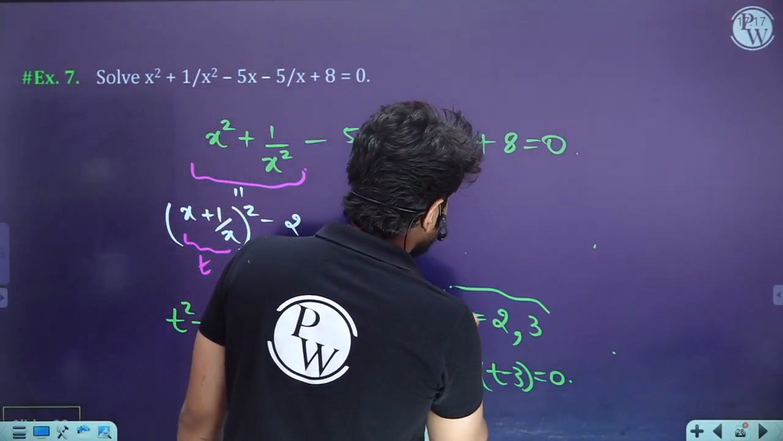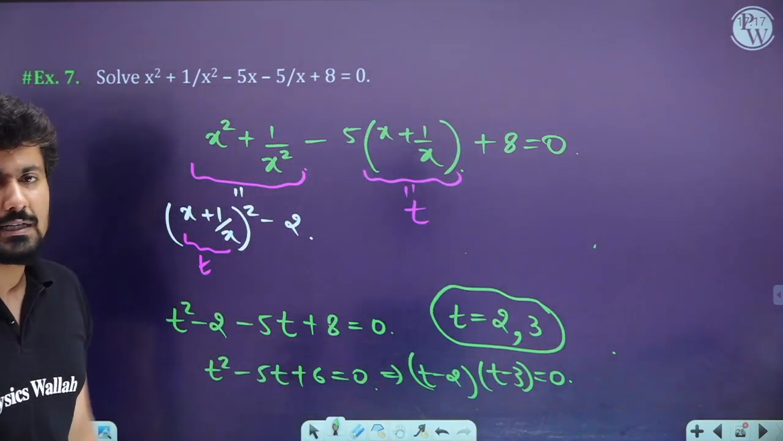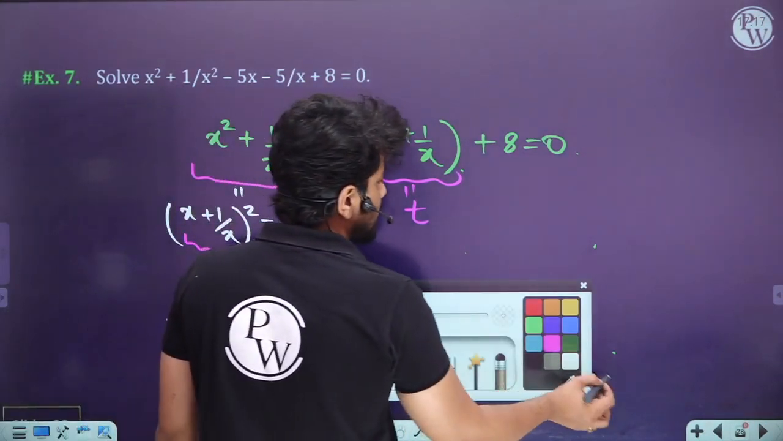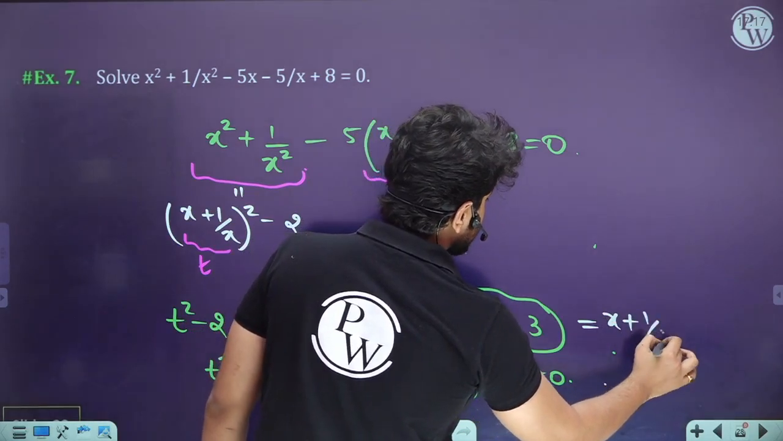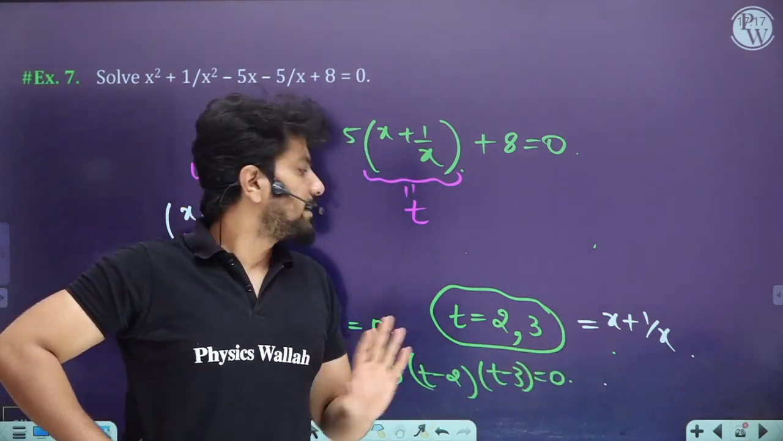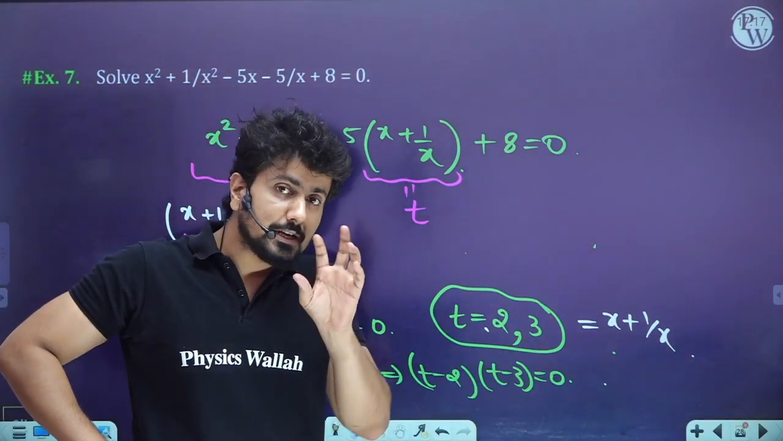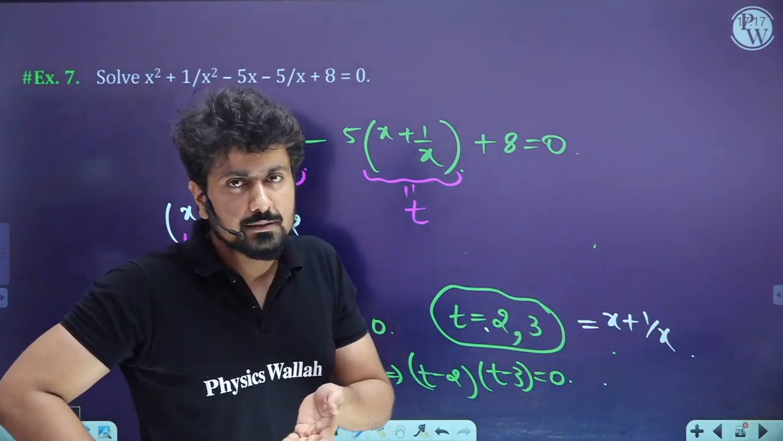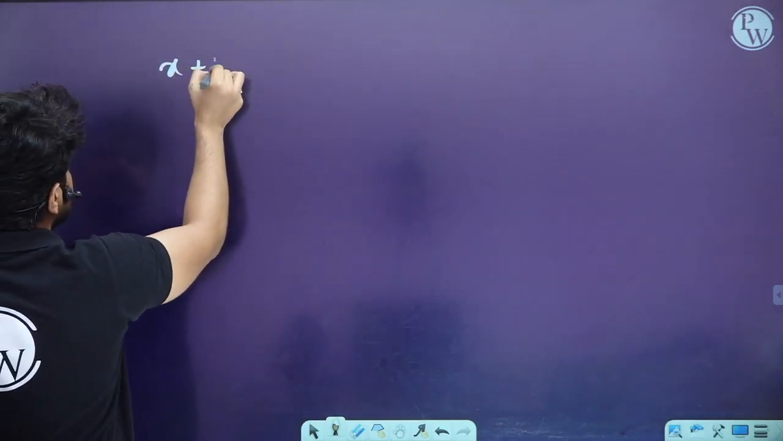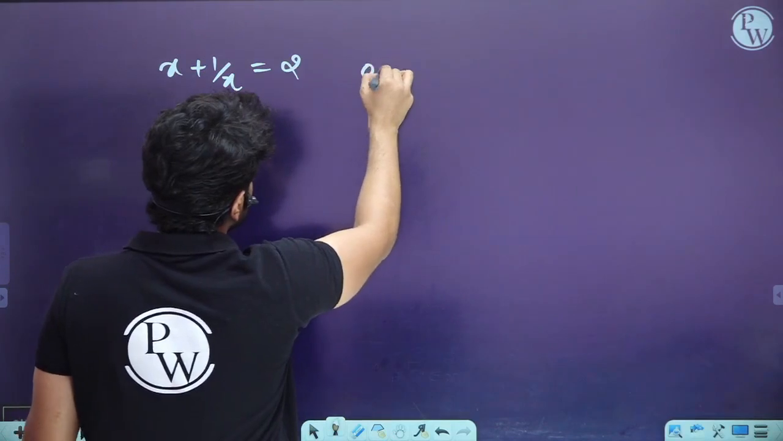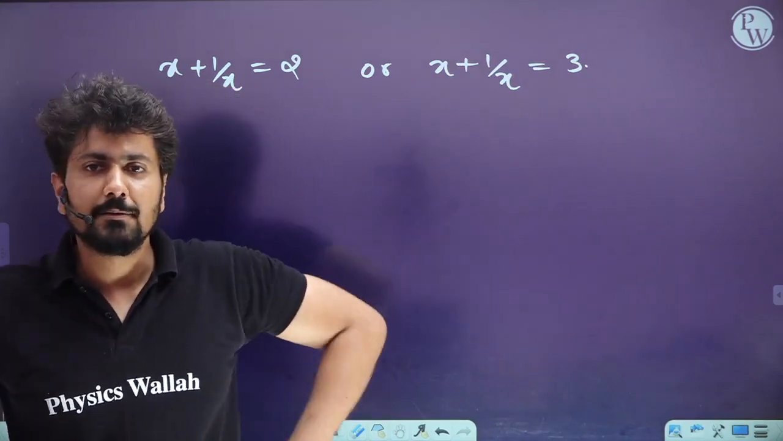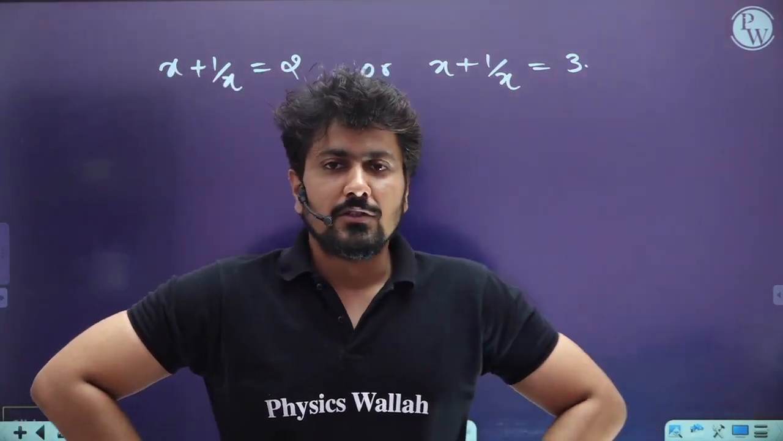But the question is not solved completely yet. This is the value for t. We are looking for the value of x. So what is t? T is basically x plus 1 by x. So now we get two values of x plus 1 by x. One value is 2, another value is 3. Now we need to further solve it to get the value for x. So here we are getting two values of x plus 1 by x: x plus 1 by x is either equal to 2 or x plus 1 by x is equal to 3. Right, everyone?